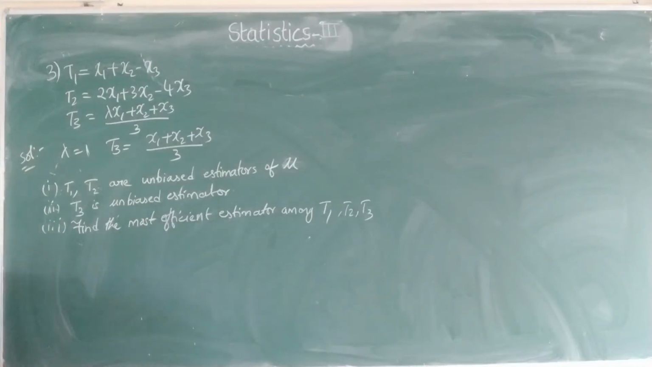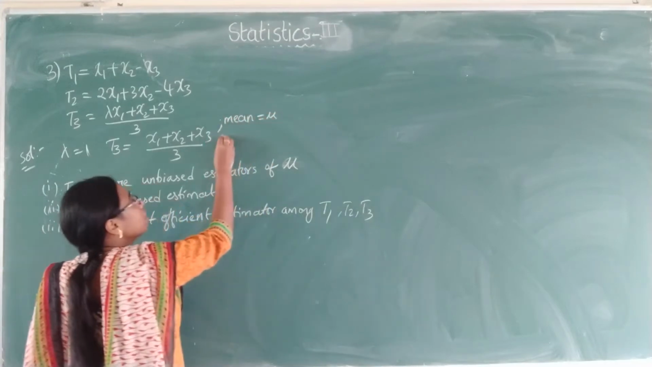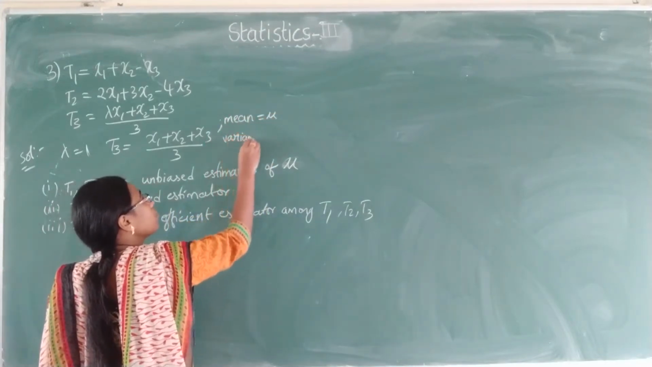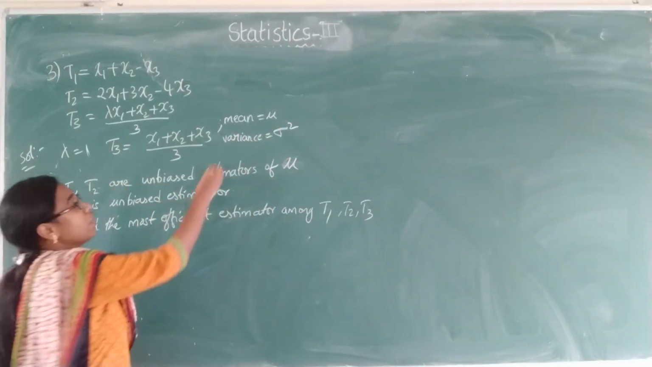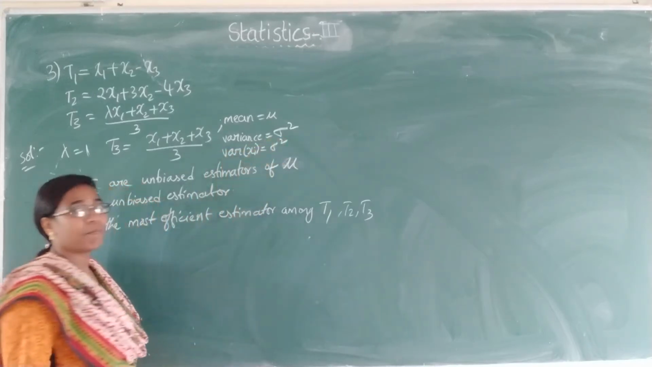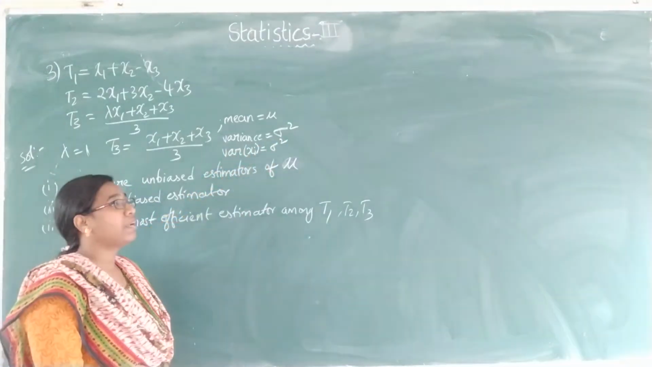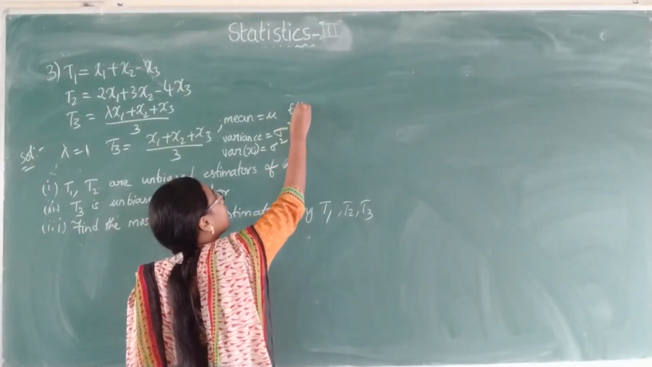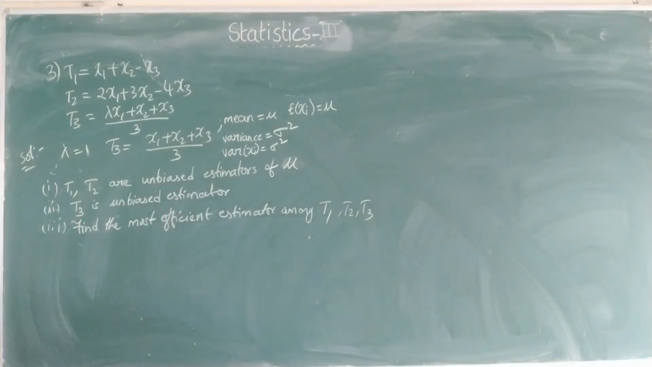In the question it is given that the sample is drawn from a random sample with mean mu. So the mean value is given as mu, and the variance is given as sigma square. Here variance means variance of x. We have the xi values, random samples x1, x2, x3. So variance of xi is sigma square, and mean of xi, that is expectation of xi, is mu. These are the values given in our question.